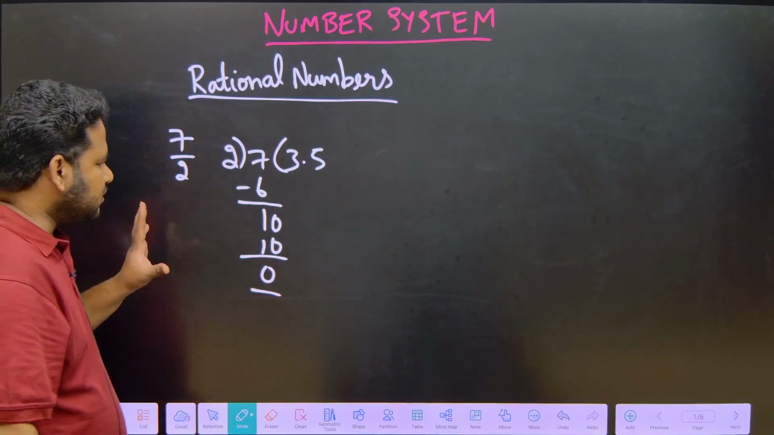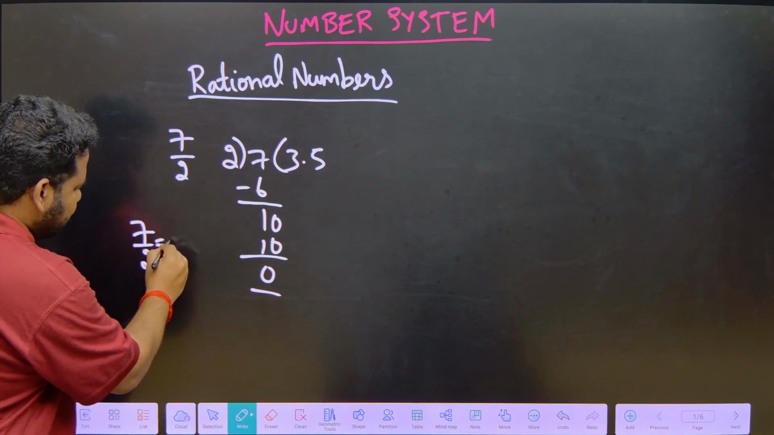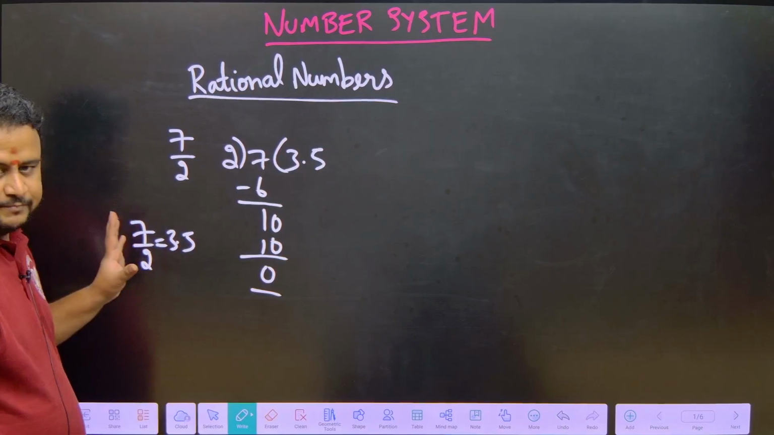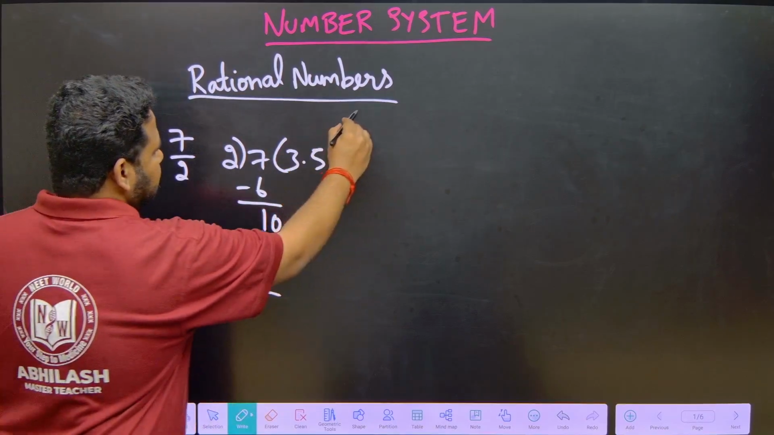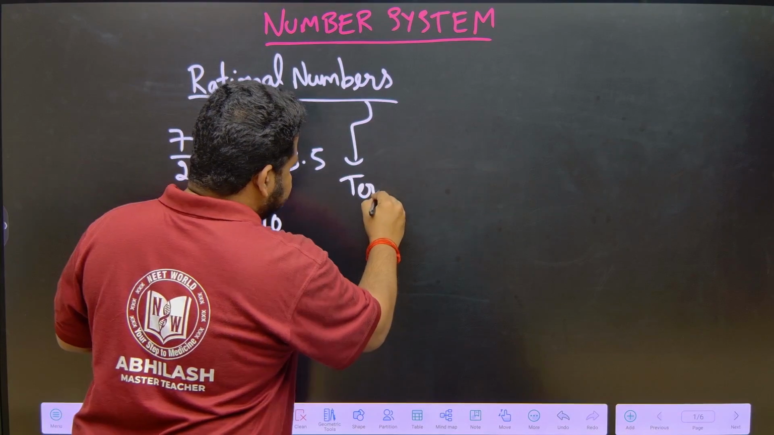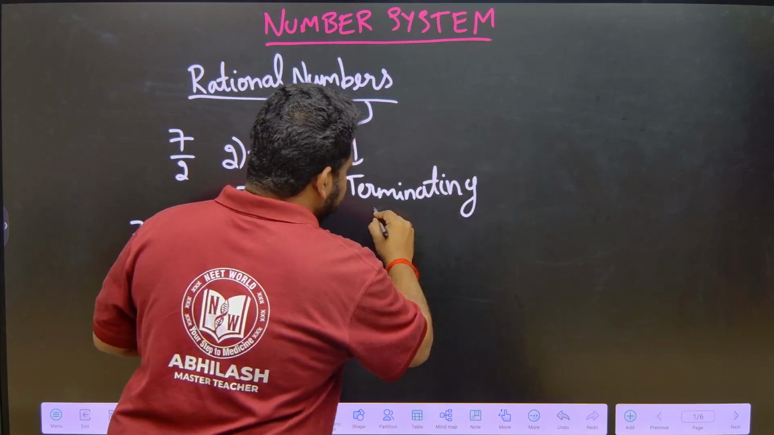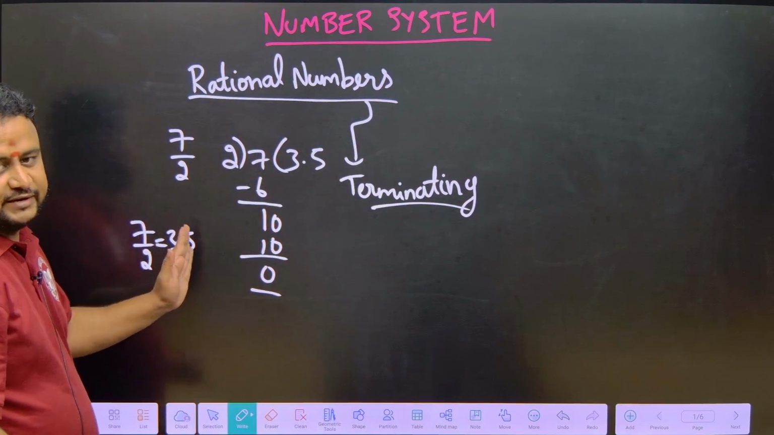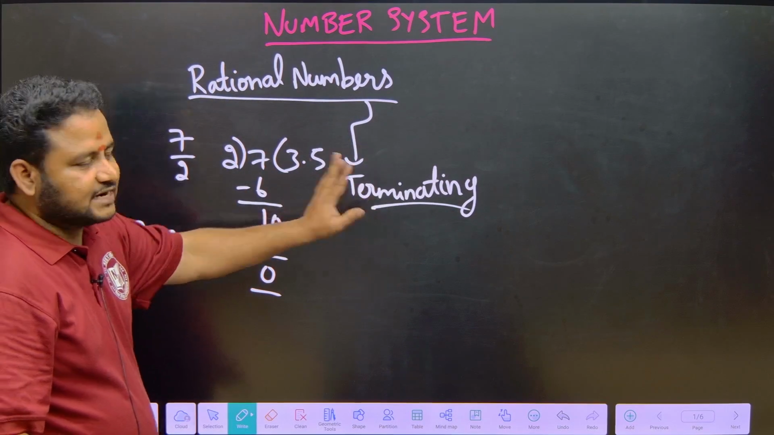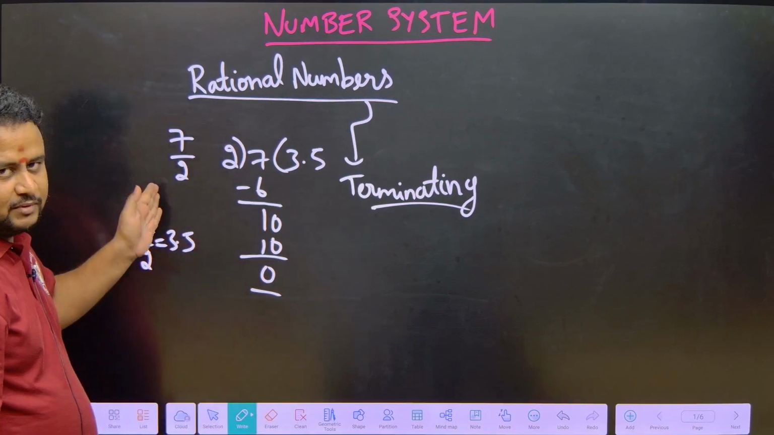Now, what we got? 7 by 2 can be written as 3.5. This decimal is nothing but a terminating one. Terminating one, because it already ended at 3.5, it did not continue. That is what terminating means. Suppose I take another number, another p by q form.